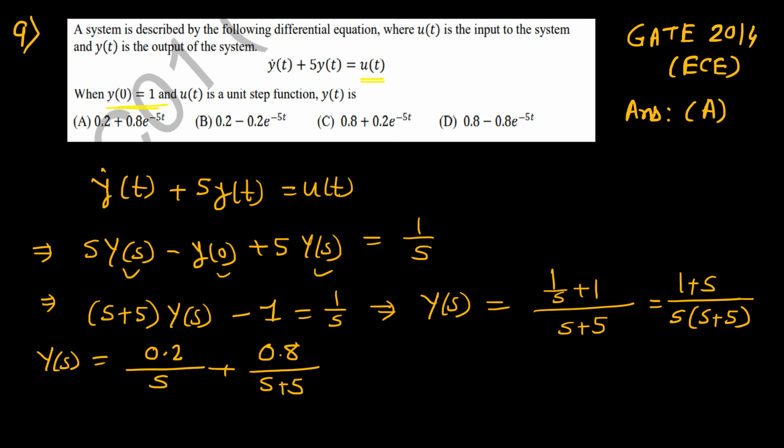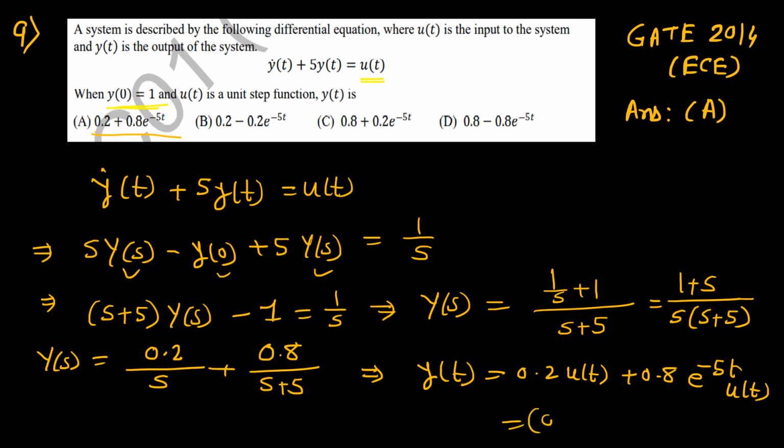Okay. So this is 0.8. So now easily you can take inverse. So y of t is 0.2, and this is simply u(t). This is 0.8, and this is e to the power minus 5t u(t). Okay, so 0.2 plus 0.8 e to the power minus 5t, right? 0.8 e to the power minus 5t, that times u(t). So the answer is A. A is the correct answer, right? So I hope you understood this thing.